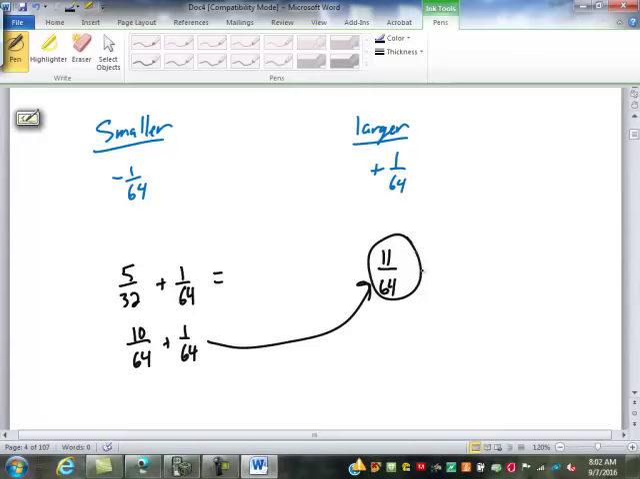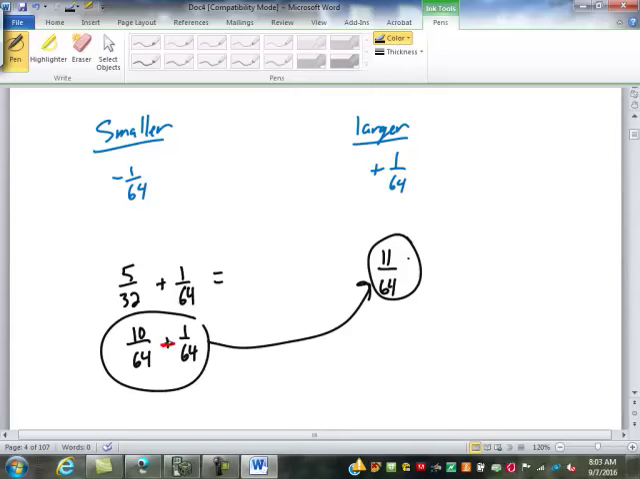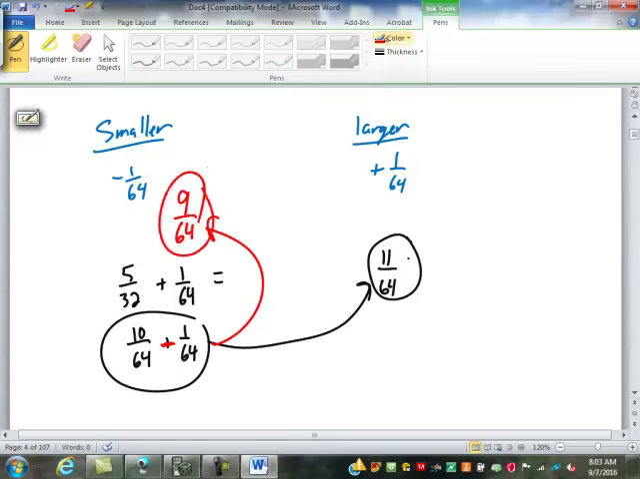Now the next size smaller, once we found the one larger, it's easy to find the one smaller, because we're just going to go back here, and instead of adding, we're going to subtract 1/64. 10 minus 1 would be 9/64 for the next size smaller. So really, the only trick here is converting the tool size that we have into 64ths.